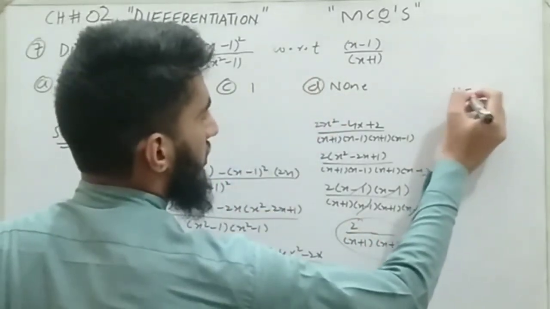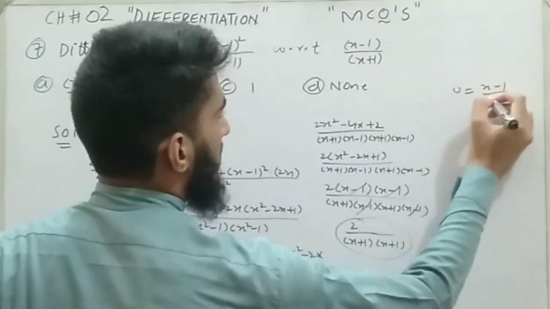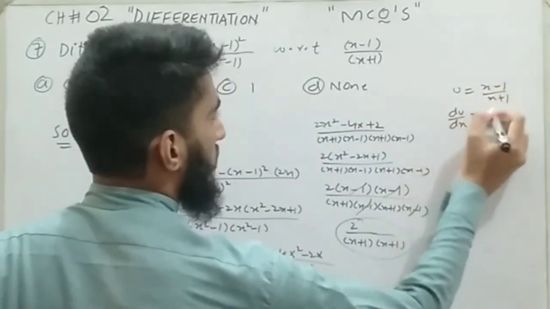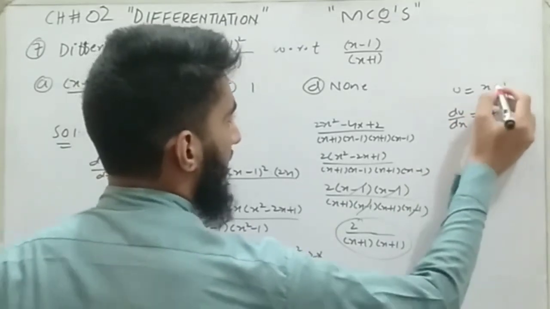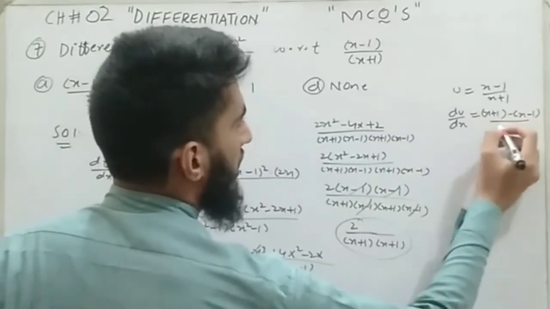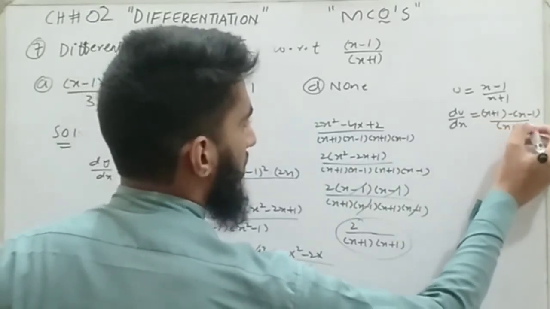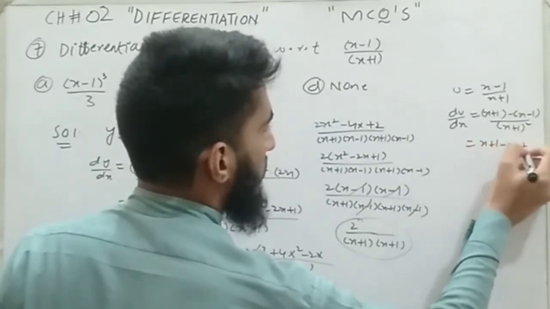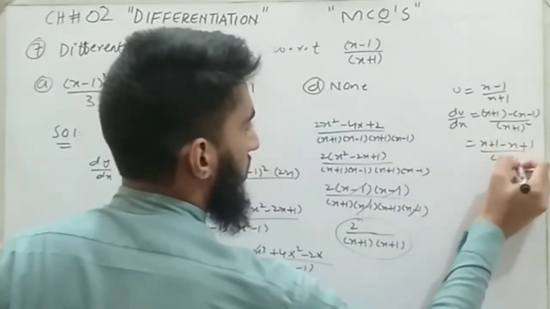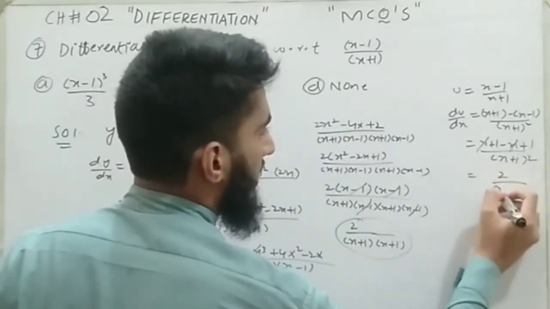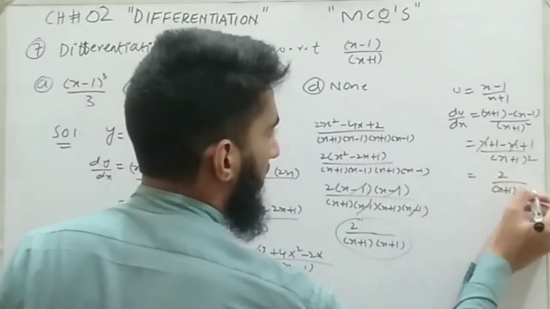Now we take the second function. Let's suppose this is equal to u, which is equal to (x minus 1) divided by (x plus 1). Now take the derivative with respect to x on both sides using the quotient rule. (x plus 1) times derivative of (x minus 1), which is 1, minus (x minus 1) times derivative of (x plus 1), which is 1, divided by (x plus 1) whole square. So it becomes (x plus 1) minus (x minus 1) divided by (x plus 1) whole square. x is cancelled out with negative x, so we are left with 2 divided by (x plus 1) whole square, which can be written as (x plus 1) and (x plus 1).